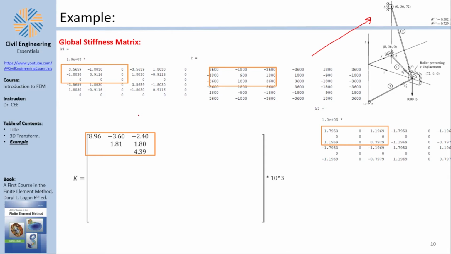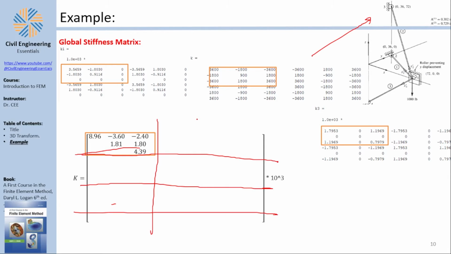So now let me remind you, this is the global stiffness matrix, right? And how many points do you have? You have 4 points in the structure. You have node number 1, 2, 3, and 4. Now each node can move in 3 directions. It can move in X, it can move in Y, and it can move in Z, which means each block is a 3 by 3 block.